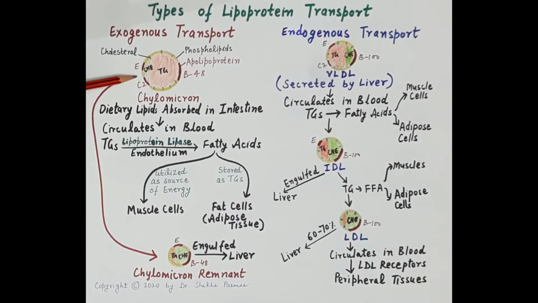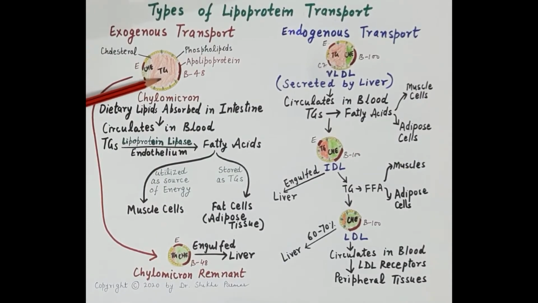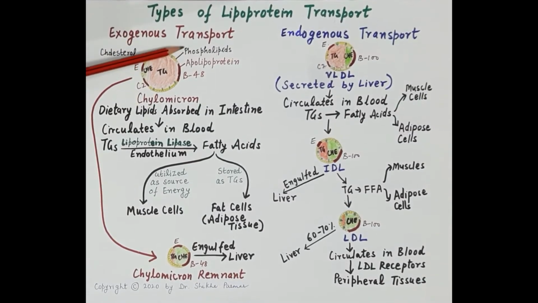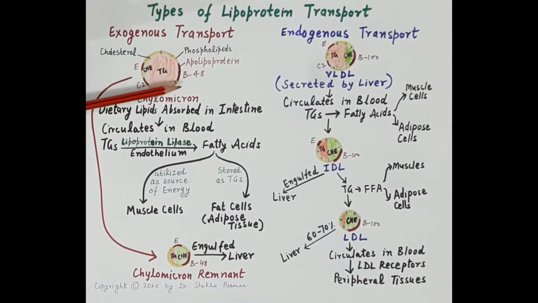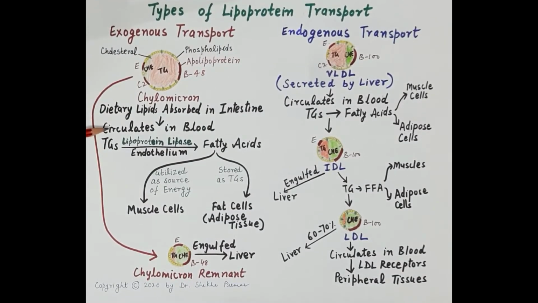The hydrophobic core consists of about 90% triglycerides, as shown in the red color, and a very small amount of cholesterol ester, as shown here in the green color. The hydrophilic shell is made up of free cholesterol, phospholipids and apolipoproteins, mainly apolipoprotein B48, apolipoprotein C2 and apolipoprotein E. And these chylomicrons circulate in the blood.